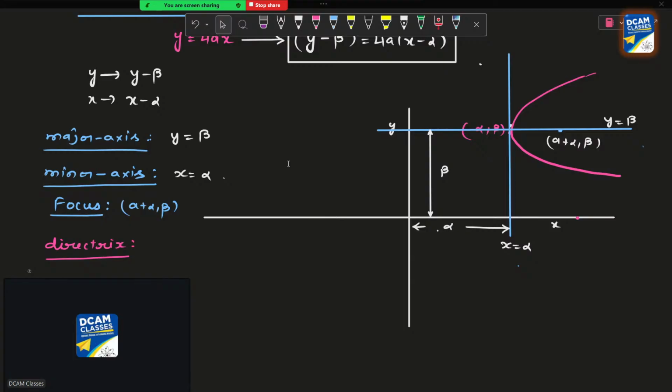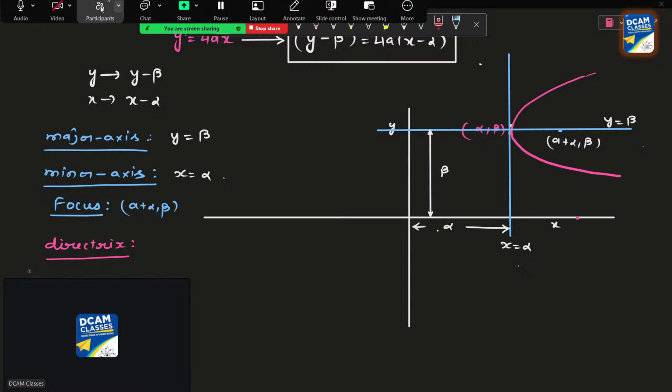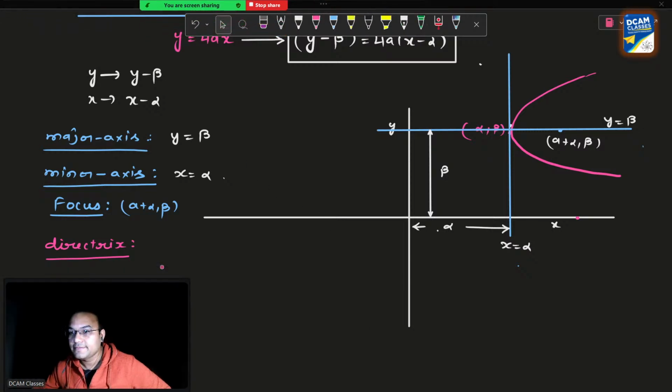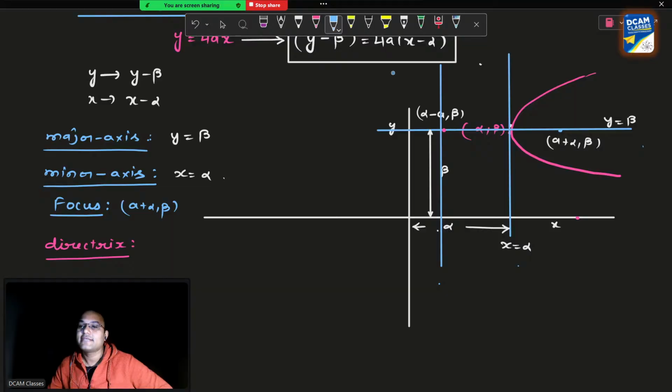So would it be, yes, alpha minus a comma? Alpha minus a comma. You're telling me the points, right? Yes. Okay. The point is correct. Alpha minus a comma beta. Now tell me the equation. It's okay. It's confusing. It's not easy. Sir, x equal to alpha minus a.